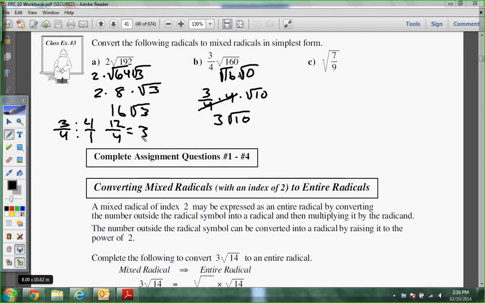Okay, and we have square root of 7 over 9. So we're going to use root 7 over root 9. We break it up. Then we get root 7 over 3, and it wants us to write it as a mixed radical, so how can I write that a little differently so there's a number in front? 1/3, yeah. 1/3 root 7. That's the same thing. Very good.